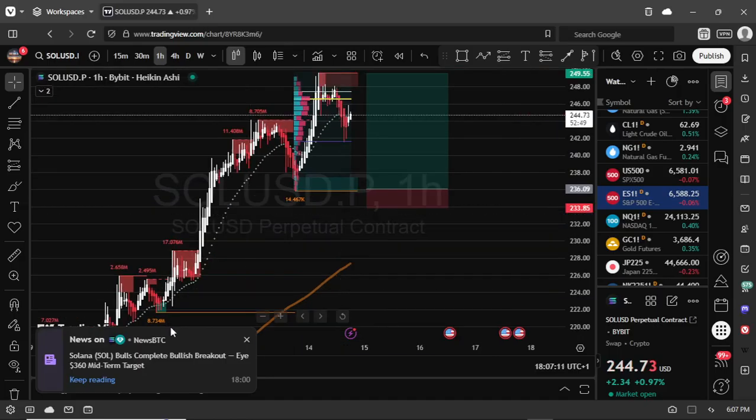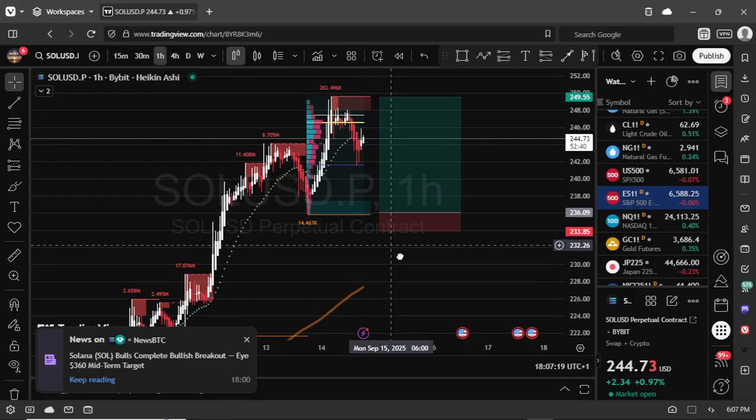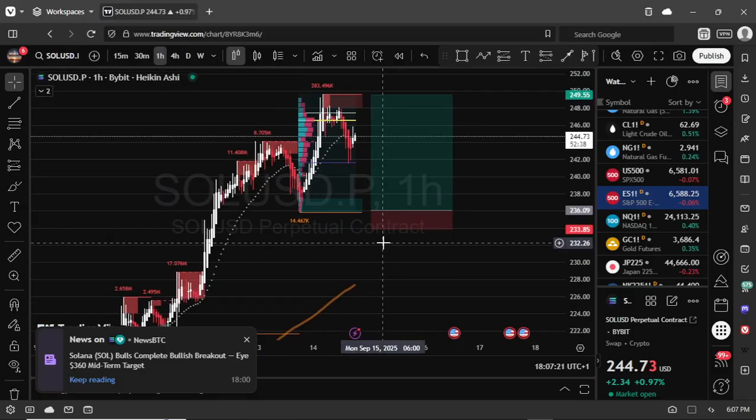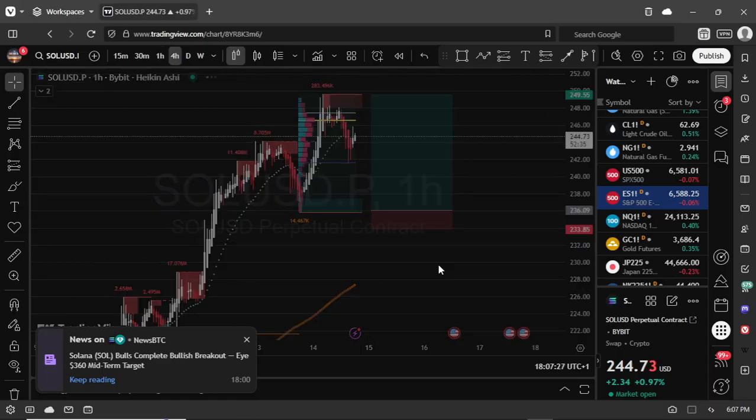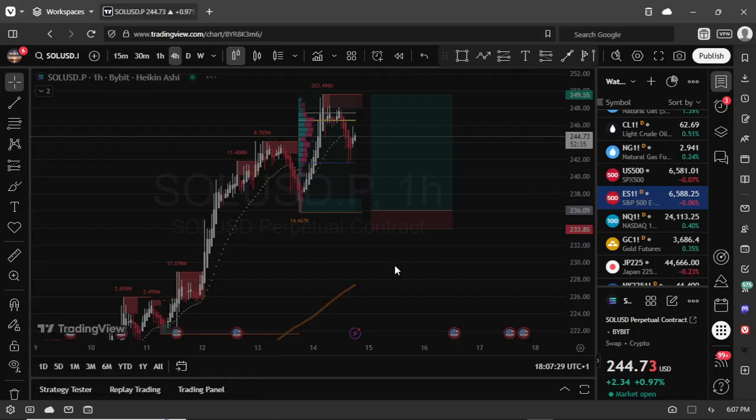Look at the news. The news just came in. Solana bulls complete bullish breakout. Mid-term target 360. But before it gets to that 360, it has to make this retracement now. And if you look at it on the 4 hour, there's still more incoming retracements.